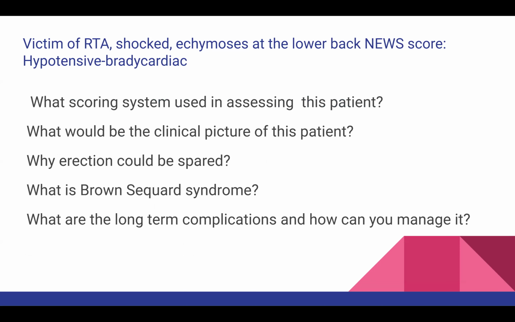Regarding the scoring system, we have the GCS, we have the injury severity score, and then we have the TRISS score and the revised trauma score. Regarding the clinical picture, you described the features very well. Regarding the long-term complications, in the bones there will be osteoporosis, in the veins there will be DVT, in the skin there will be pressure ulcers. And for the management, you will say that I will involve the multidisciplinary team approach.